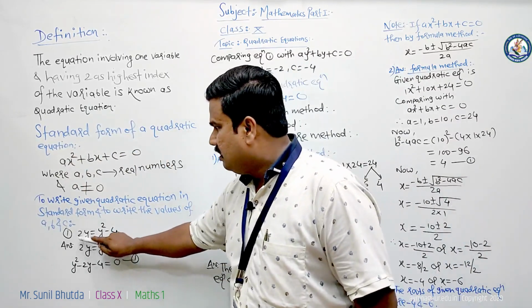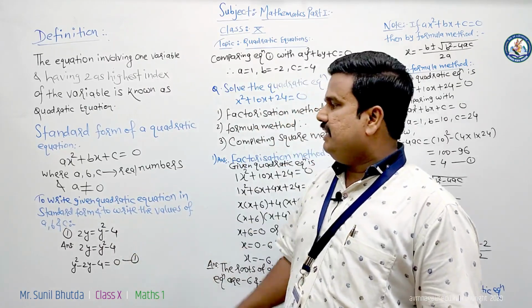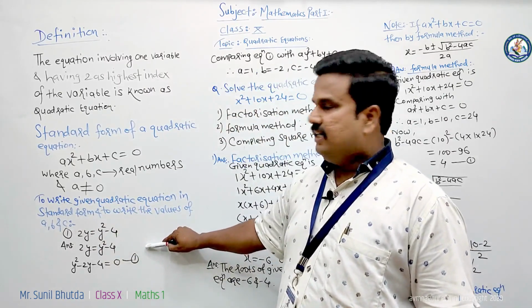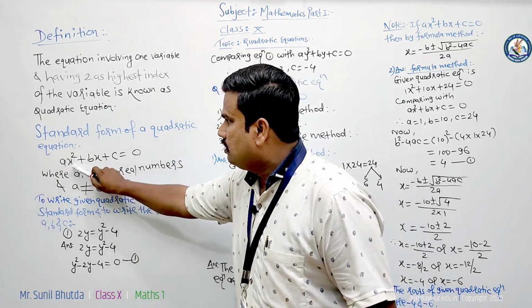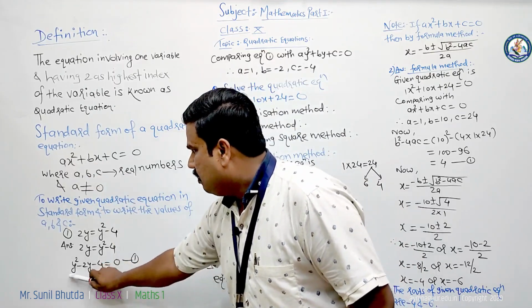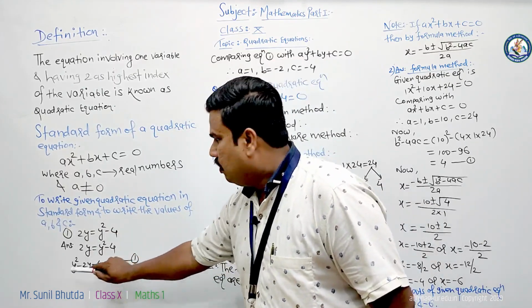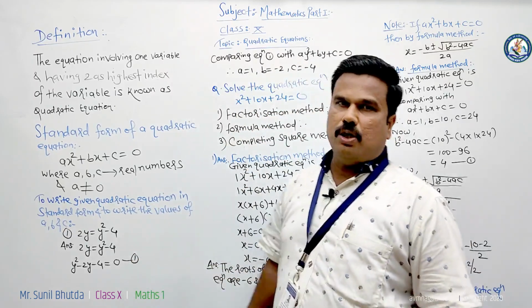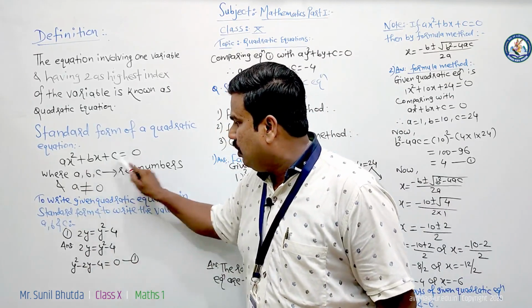See our equation, 2y equal to y square minus 4. Firstly, we will transfer this 2y to the right hand side. It will become minus 2y. Firstly, write down the term y square, and plus 2y comes here, it will become minus 2y. y square minus 2y minus 4 equal to 0. This equation is in our standard form.